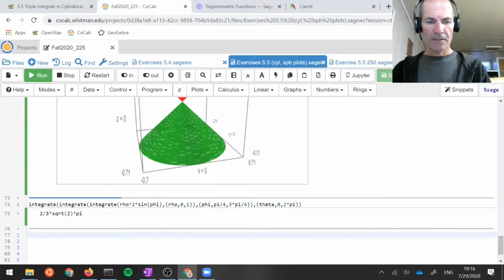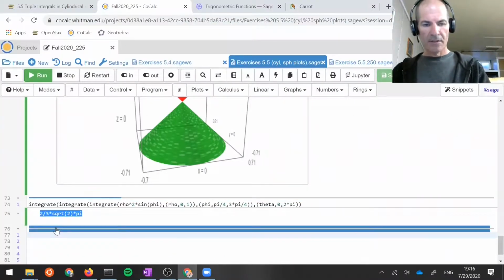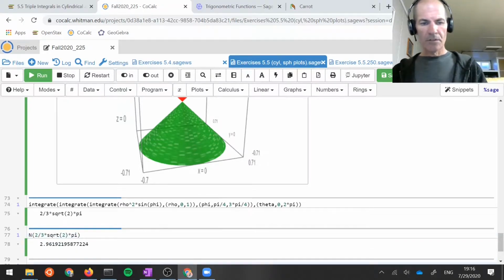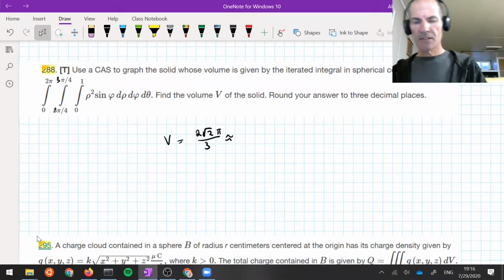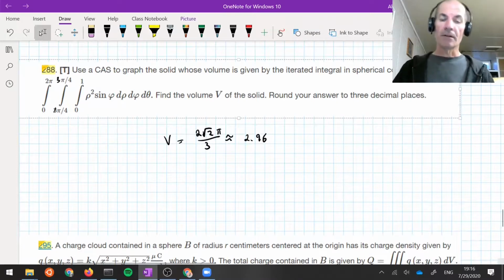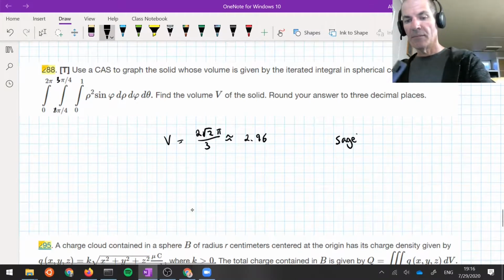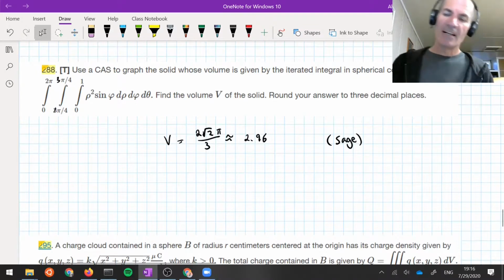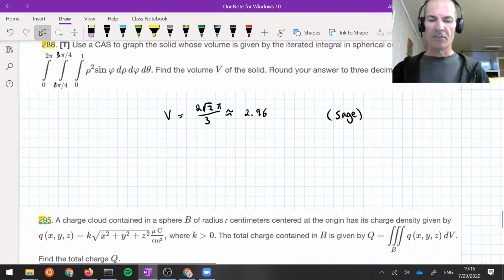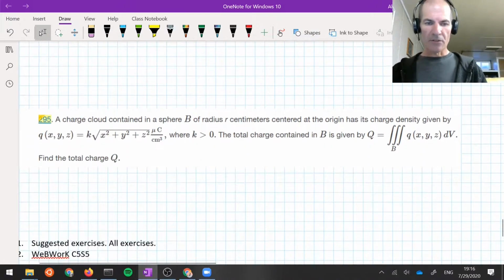And I'll go through and get a numerical approximation of that by using the n operator. About 2.96. That's it. So that was a relatively advanced exercise in visualization with SAGE.